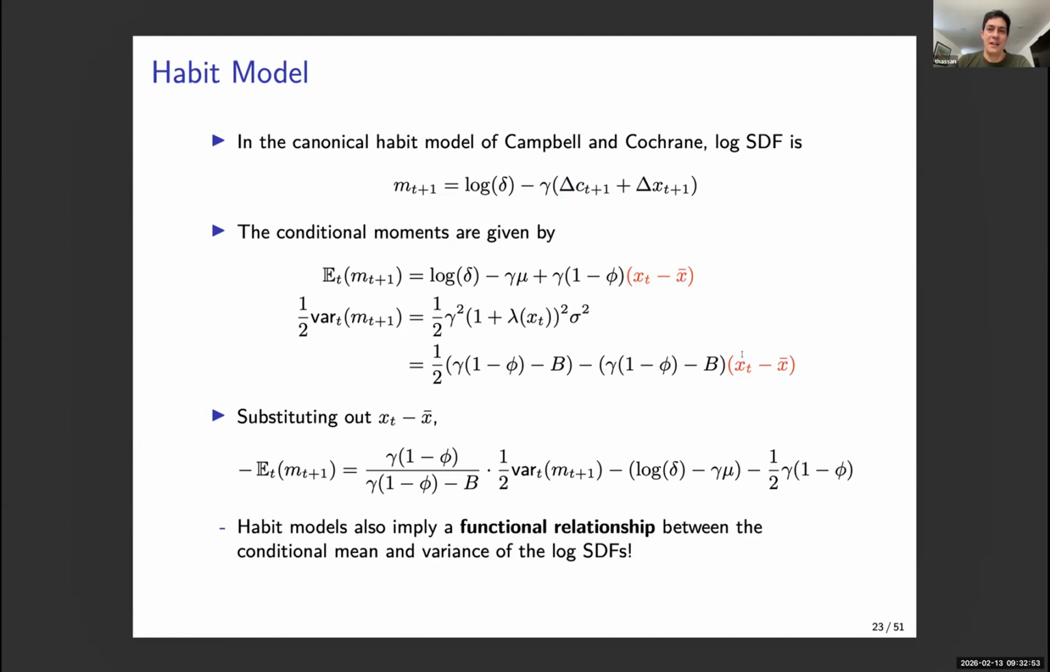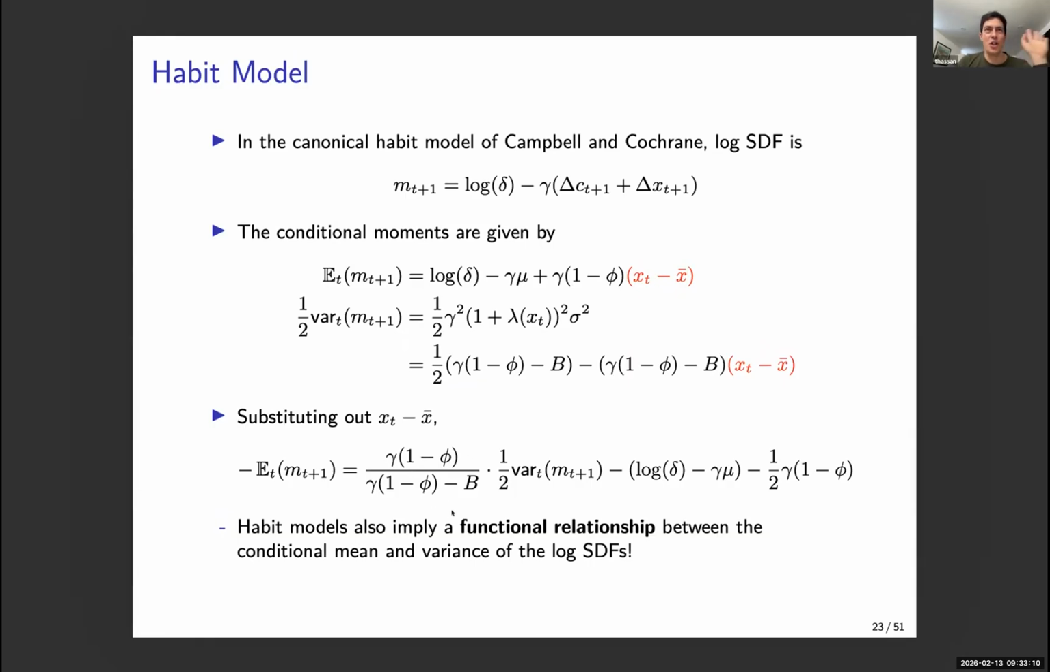So this link, again, doesn't exist under CRRA, under time separable utility. It exists only in these sorts of models. So you plug one into the other and you get this: E of M equals slope times variance of M plus constant.